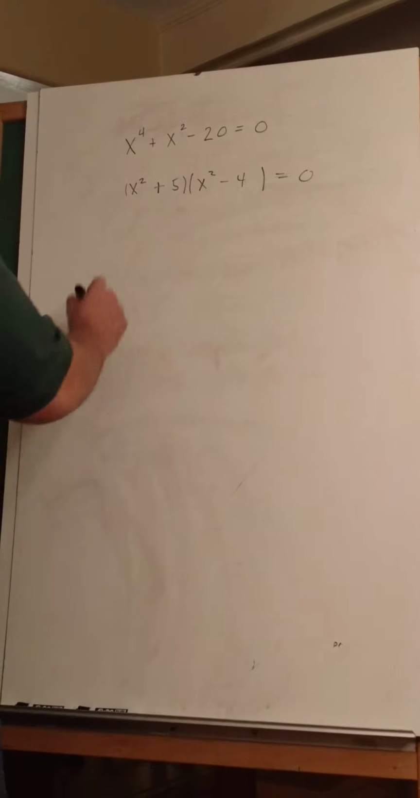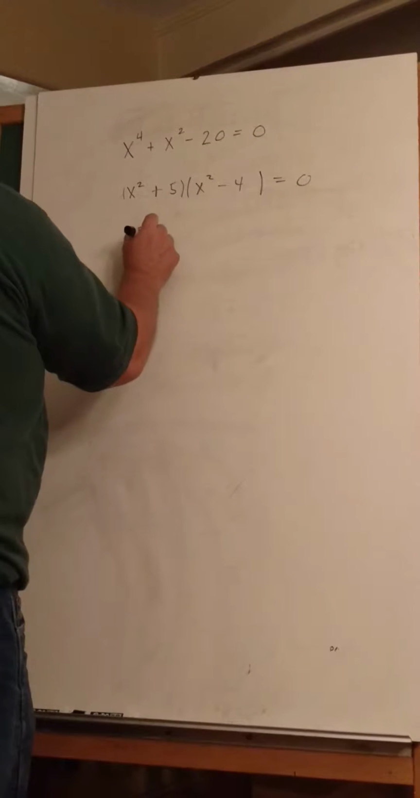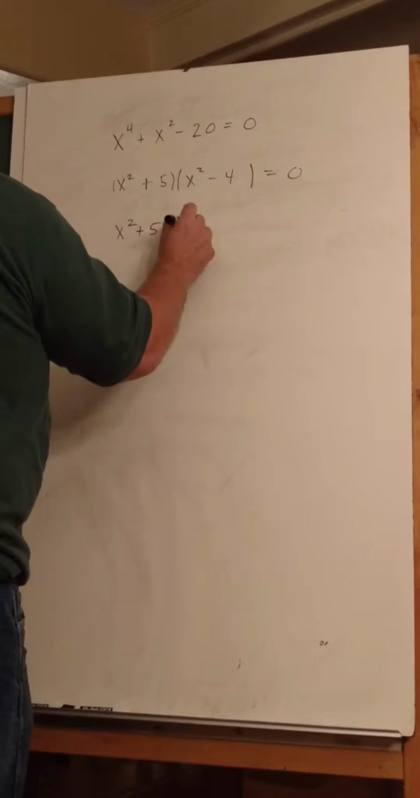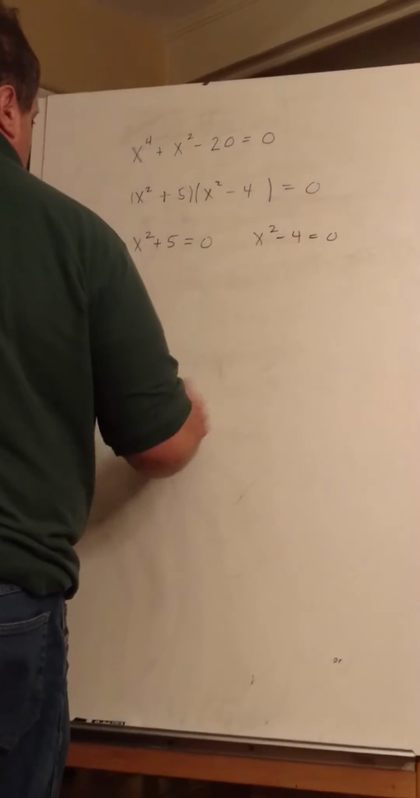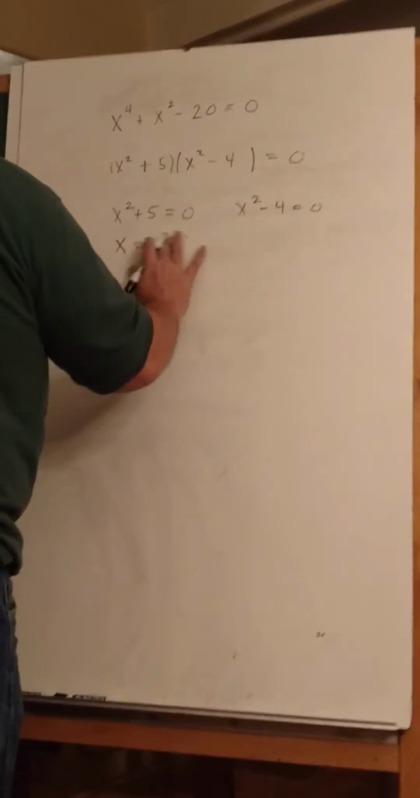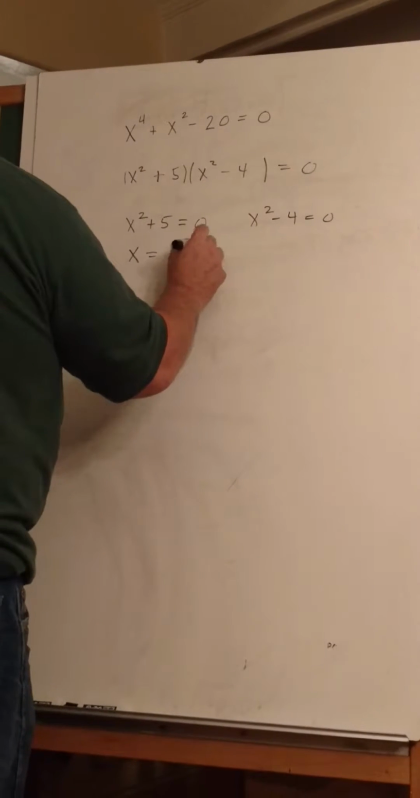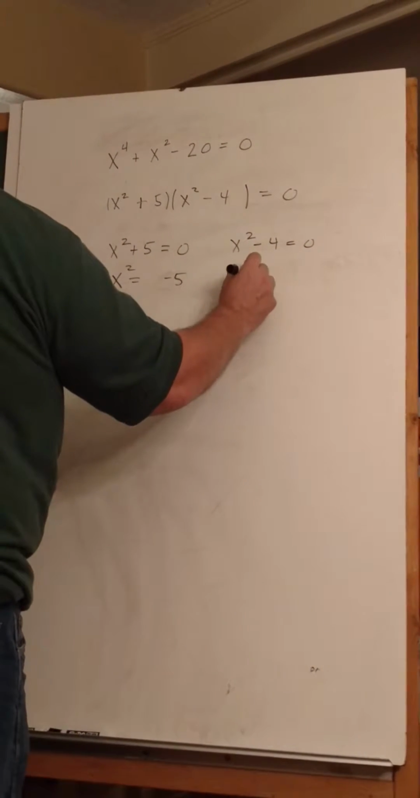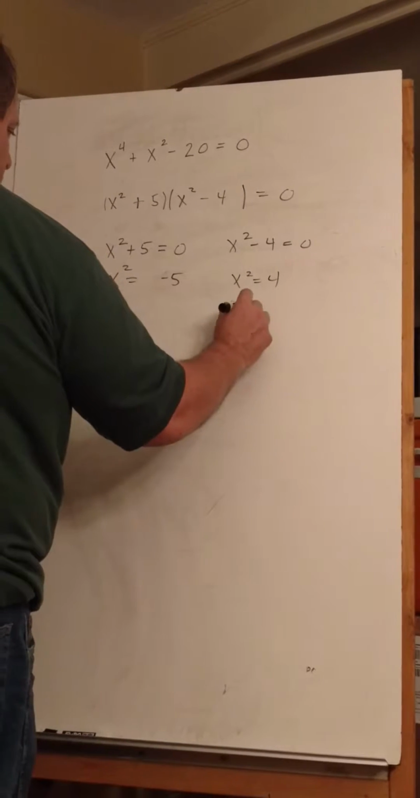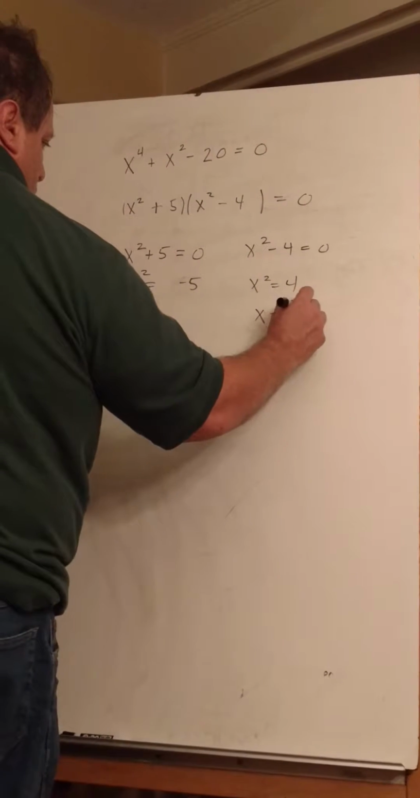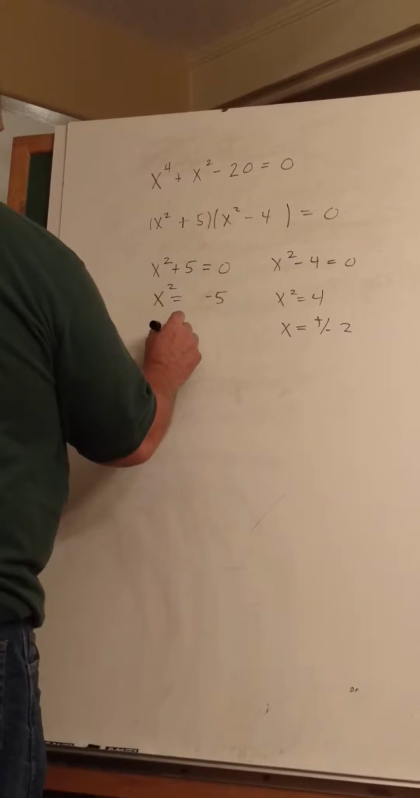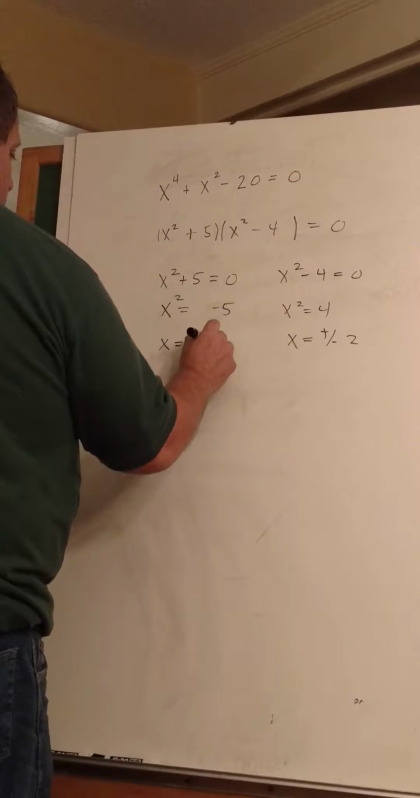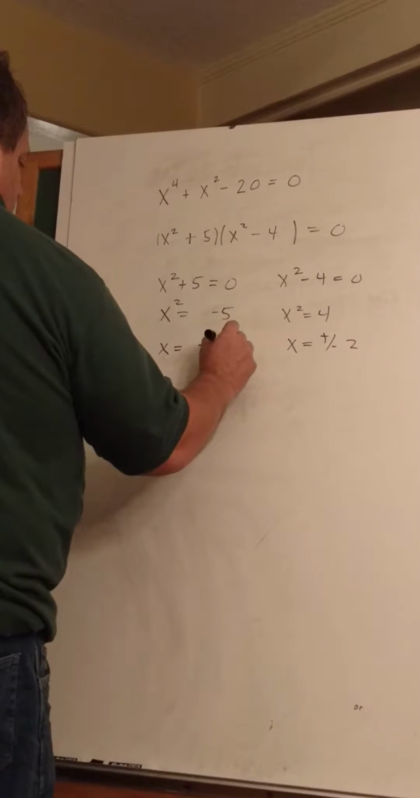So then it's the same thing we've been doing, right? Either x squared plus 5 equals 0, or x squared minus 4 equals 0. So this is going to give me x squared equals negative 5, or x squared equals 4. This is going to be what? x equals plus or minus 2. And this is going to be what? x equals plus or minus the square root of negative 5.